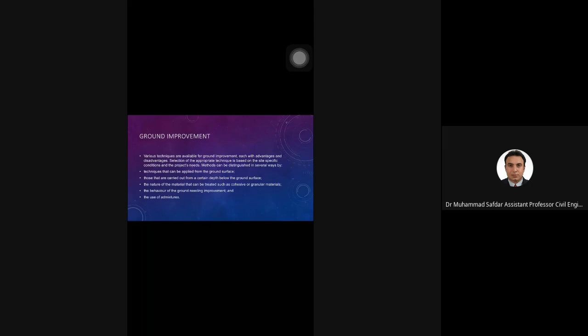The methods can be distinguished in several ways: by techniques that can be applied from the ground surface, those that are carried out from a certain depth below the ground surface, the nature of the material that can be treated, such as cohesive and granular material, the behavior of the ground needing improvement, and the use of different types of additives. Next slide, Arif.